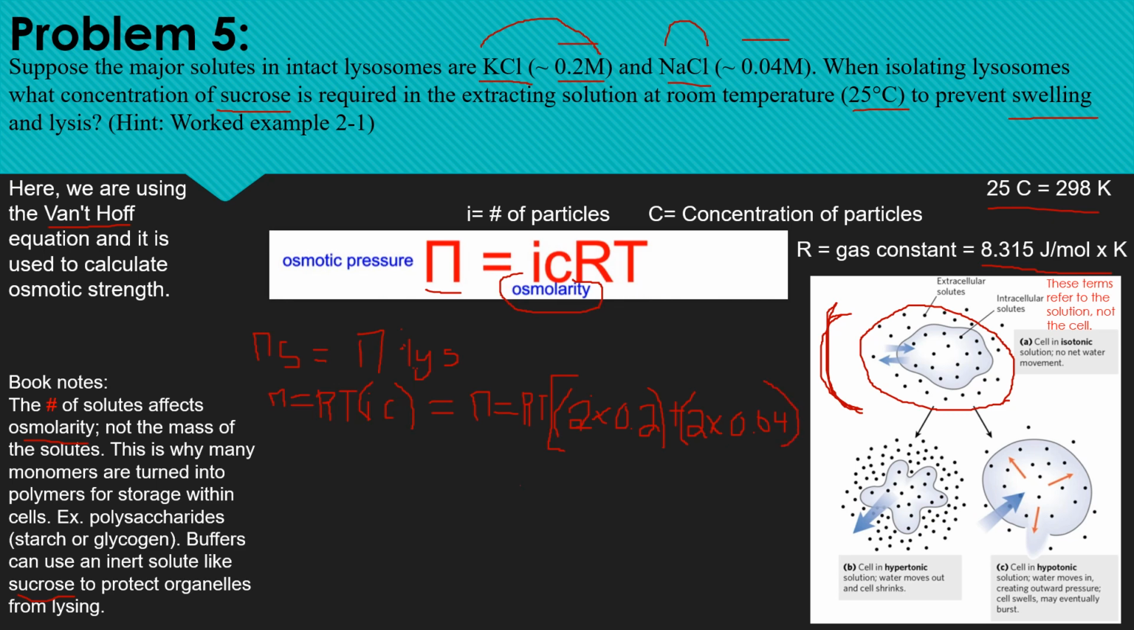Okay, and then you just do your bracket. So 2 times 0.2 is equal to 0.4. And then plus 2 times 0.04, so that's 0.08. Okay, so when you add them together, it equals 0.48.